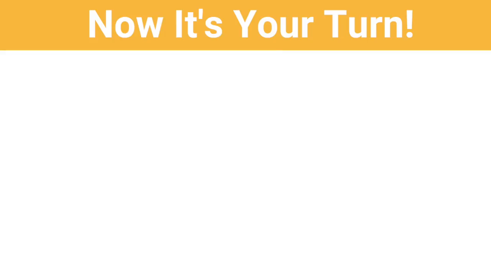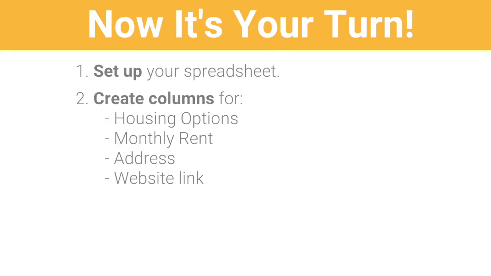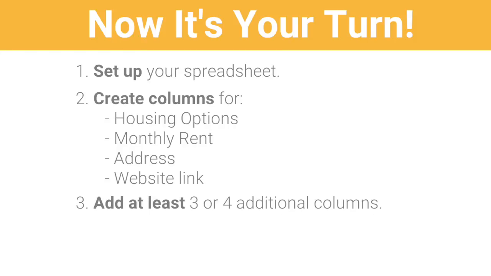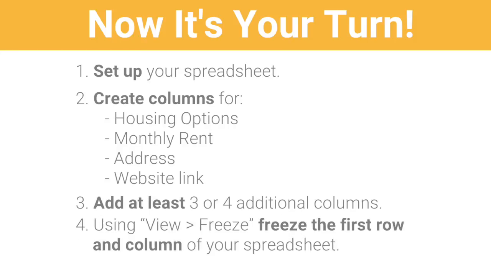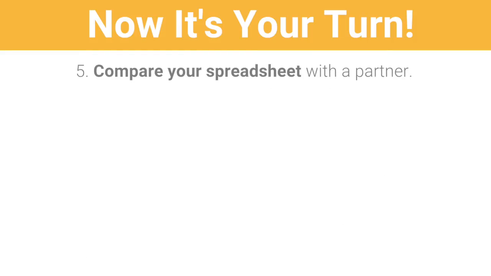Now it's your turn. Set up your spreadsheet to organize data about housing options. Create columns for housing options, monthly rent cost, address of the property, and website link. Then, add at least 3 or 4 columns with additional features you would look for in a home. Freeze the first row and column of your spreadsheet. Compare your spreadsheet with a partner to find out what attributes they find most important. Add to your own sheet if you'd like. Then, move on to the next video.